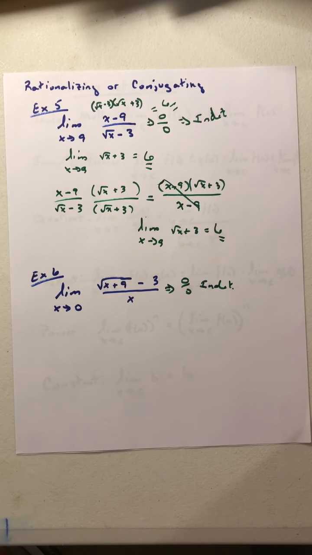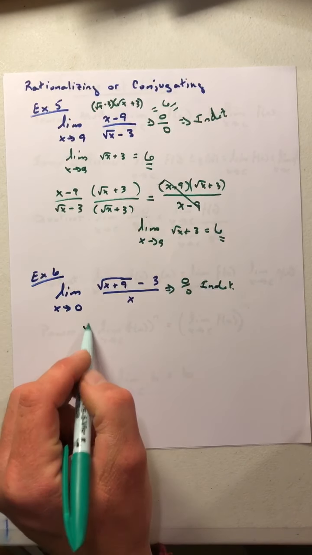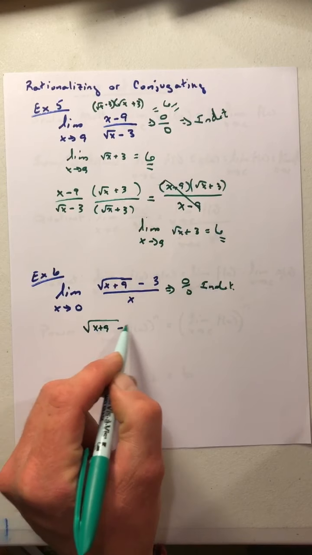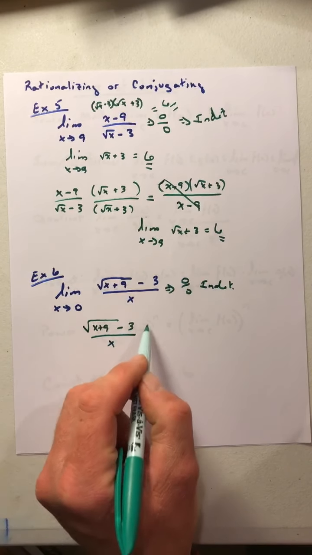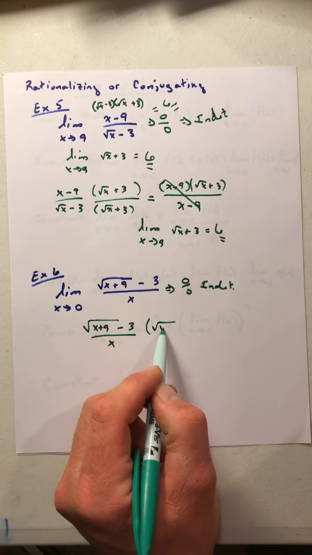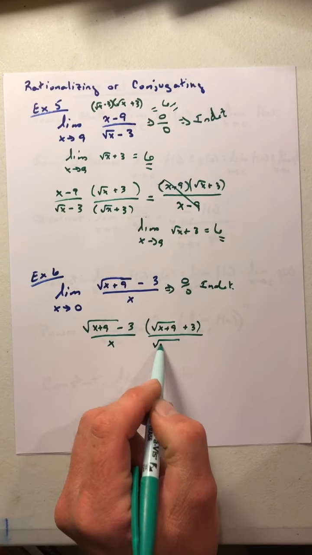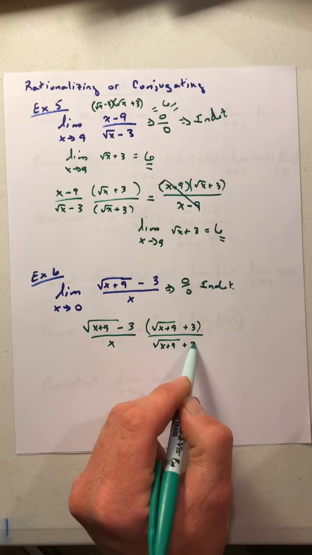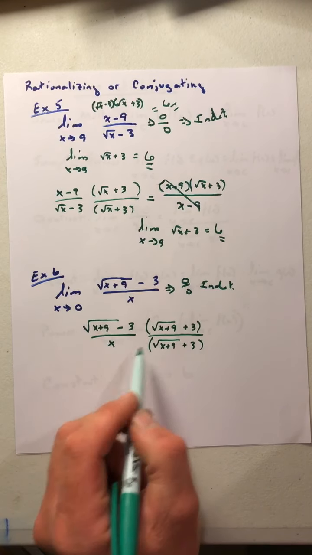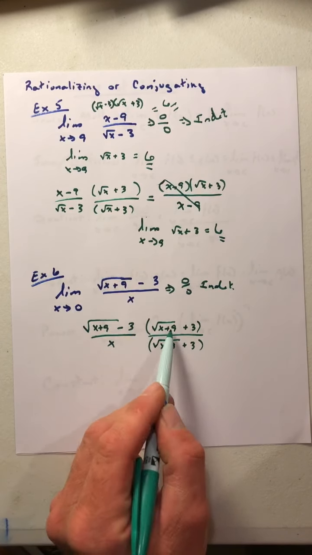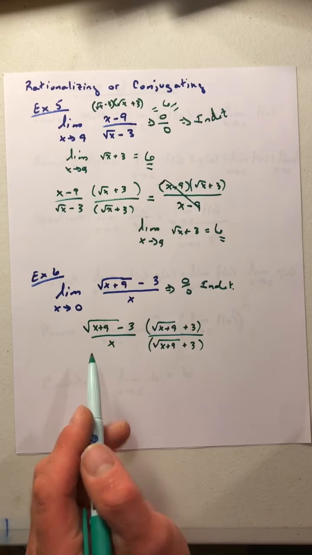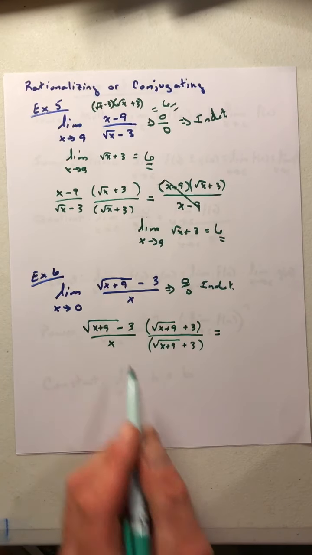So that tells me I've got to do something else with it. So I'm going to conjugate, in this case, the numerator. The conjugate of the numerator is the square root of x plus 9 plus 3. And I'm going to multiply that on the denominator as well. Again, I'm going to multiply my two conjugates together, leaving my non-conjugates by themselves.